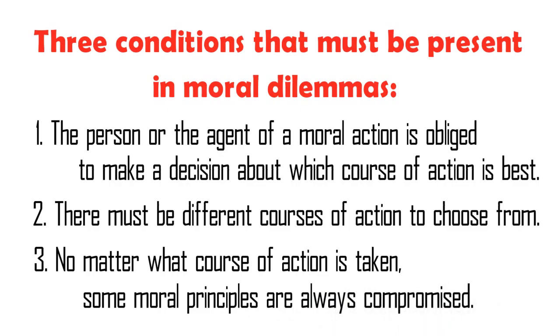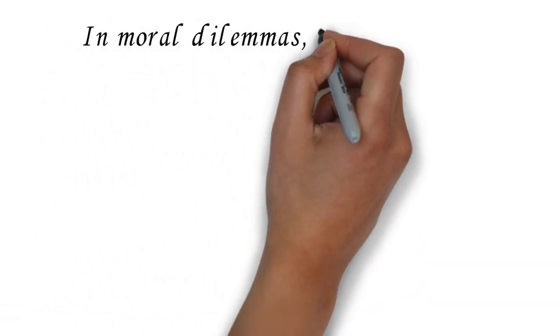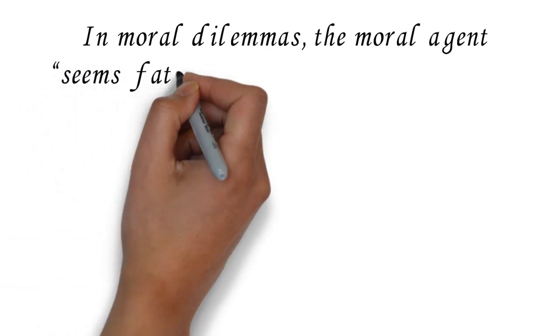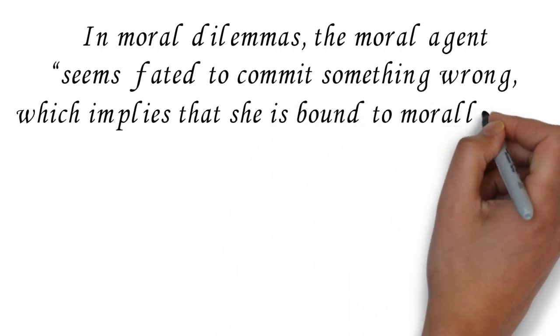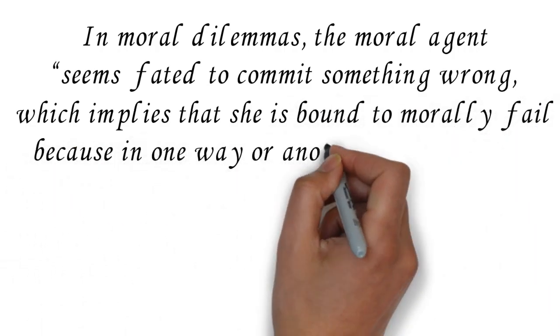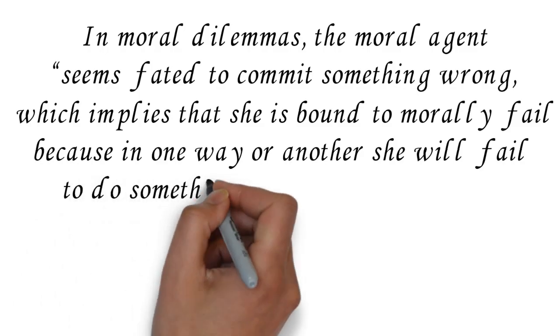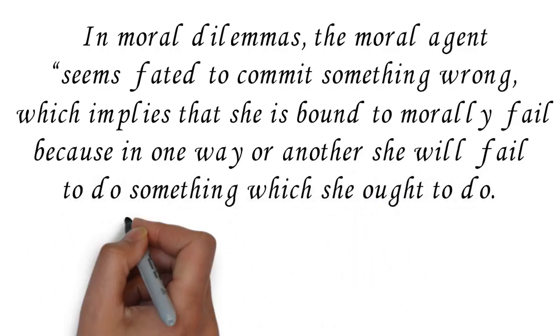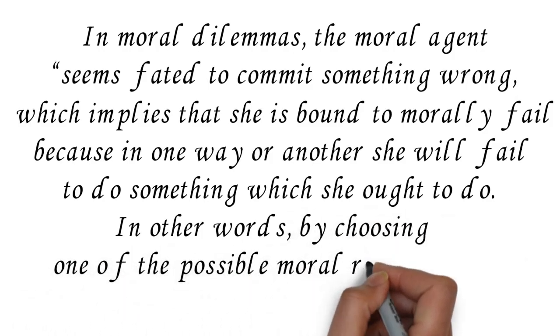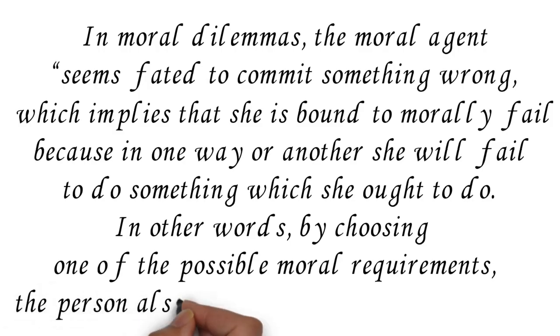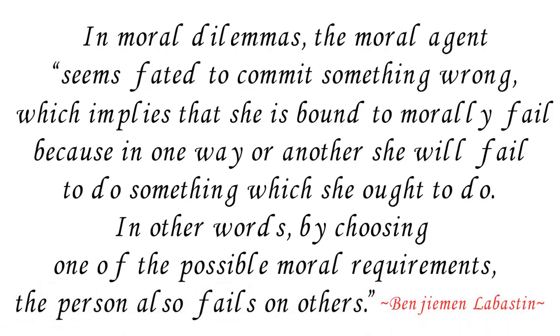This means that, according to Allen, there is no perfect solution to the problem. And for this reason, according to Benjamin Labastine, in moral dilemmas, the moral agent seems fated to commit something wrong, which implies that she is bound to morally fail, because in one way or another, she will fail to do something which she ought to do. In other words, by choosing one of the possible moral requirements, the person also fails on others.